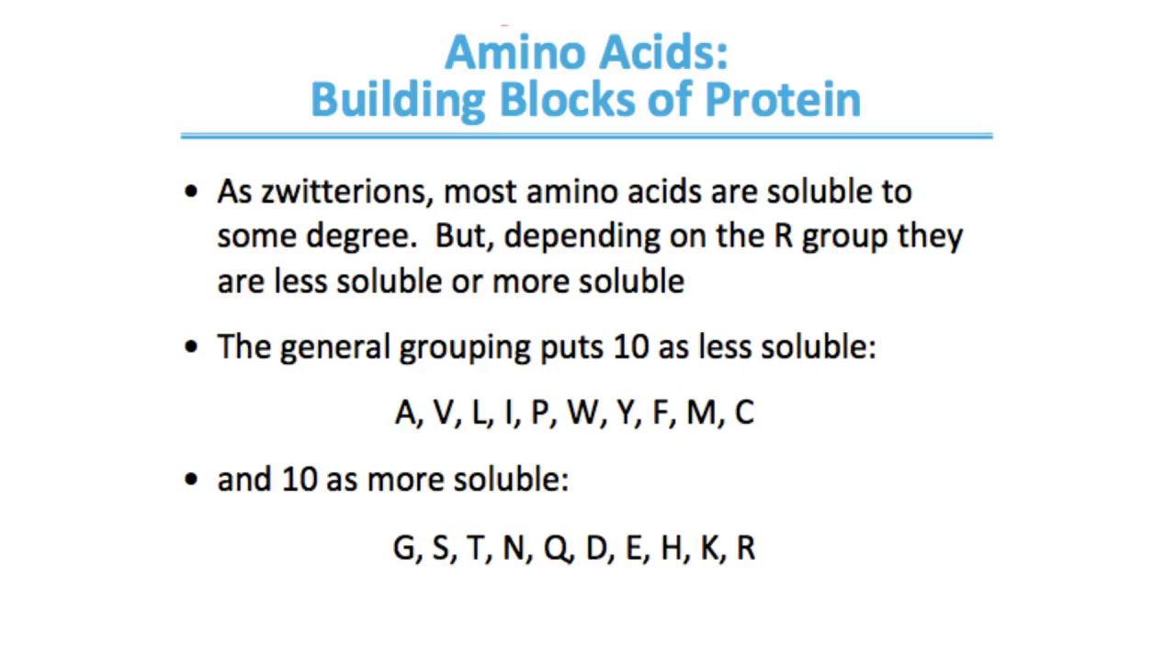And then as far as when amino acids are in their zwitterion form, most amino acids are soluble. We'll have actually a lab that goes through this a little bit, where you can see more so which amino acids are more soluble than the others, and they list them right here using the 1-letter abbreviation, where you have these 10 that are less soluble versus these 10 that are more soluble in water when in its zwitterion form.